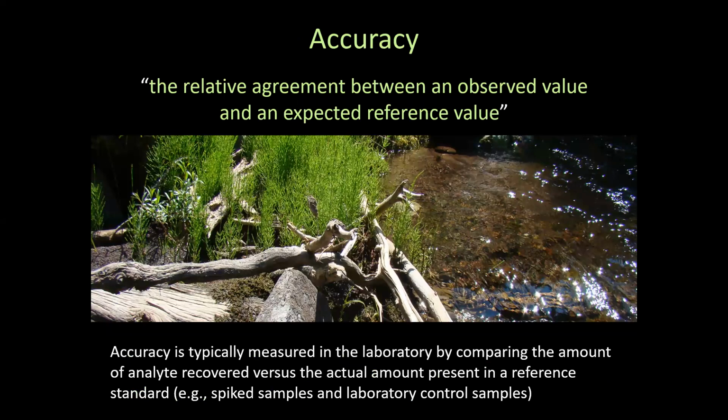Accuracy is the relative agreement between an observed value and an expected reference value. And accuracy is typically measured in the laboratory by comparing the amount of analyte recovered versus the amount of analyte actually truly present in a reference standard, so the use of spiked samples and laboratory control samples.